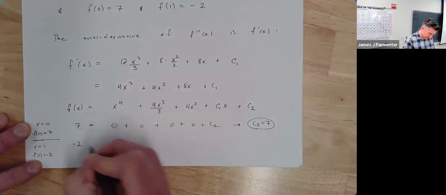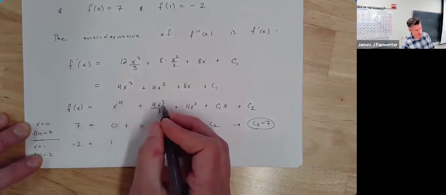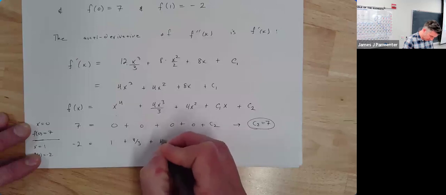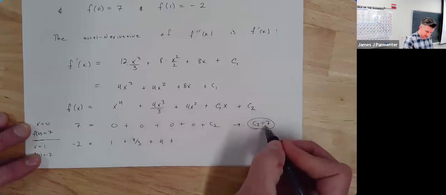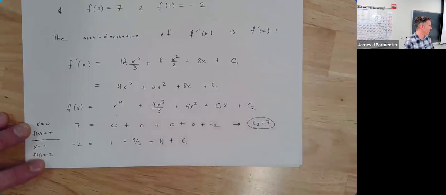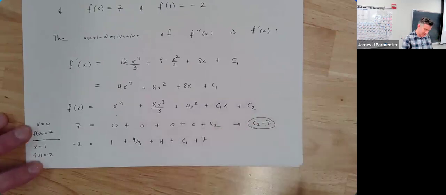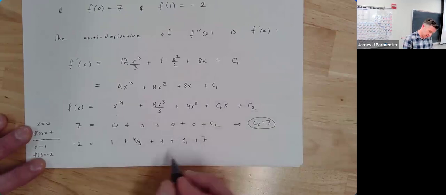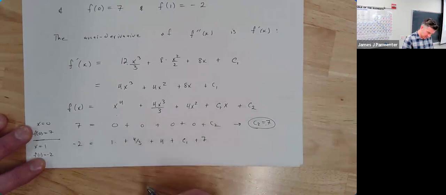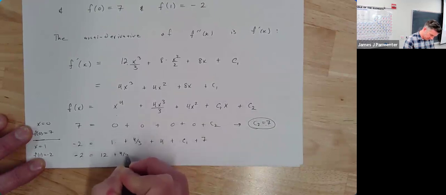So -2 is what the function is equal to, and it's equal to 1 to the 4th plus 4 times 1 cubed over 3, which is unfortunately 4/3. Plus 4 times 1 squared is 4. Plus C1, which is the thing we're trying to solve for, times 1. I know that C1 times 1 is just C1. Plus C2, which is 7. And now we can solve for C1. So on the right-hand side here, 7 plus 4 plus 1 is 12. So I have -2 equal to 12 plus 4/3 plus C1.